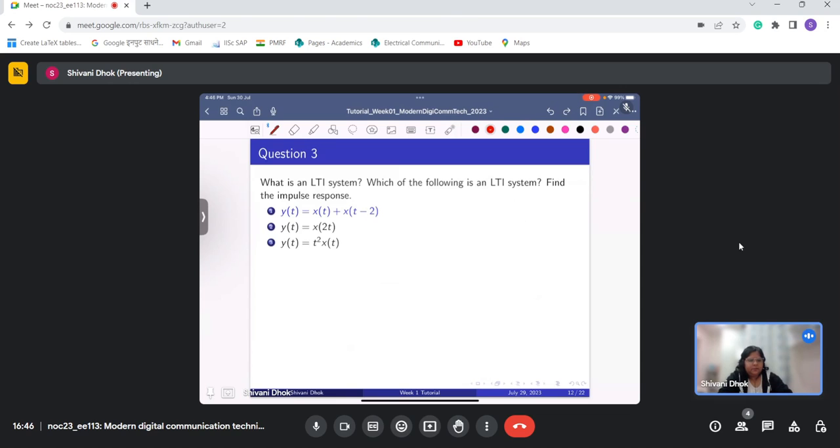It's okay if you write down in chat box also. If you don't want to unmute yourself and speak up, you can write in chat box as well.